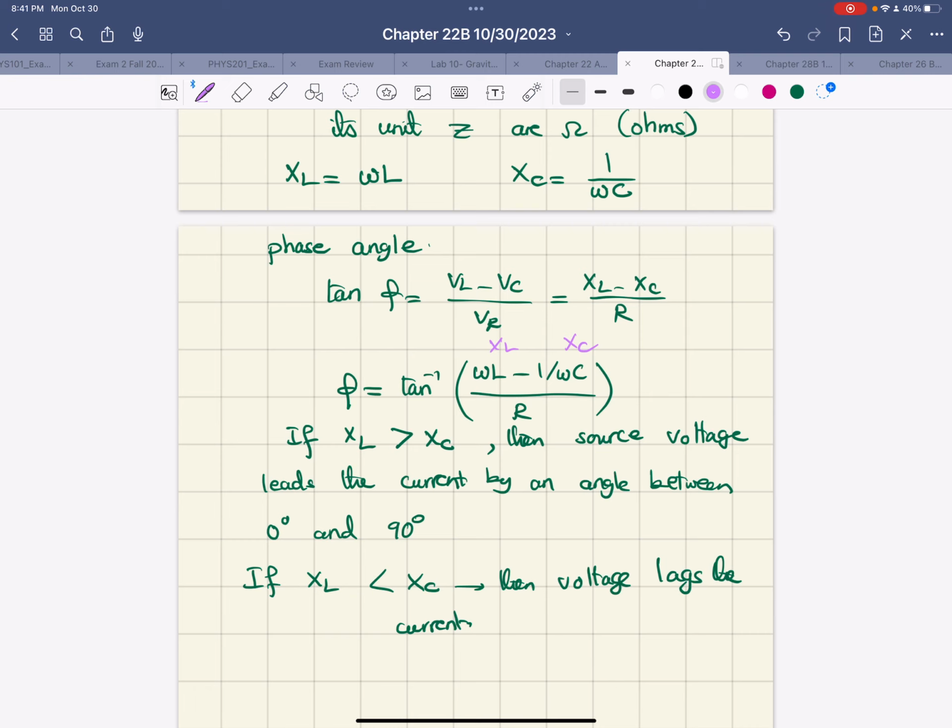And then here, if XL is greater than XC, then the source voltage leads the current by an angle between 0 and 90 degrees. And if XL is less than XC, then the voltage lags the current for the overall circuit.